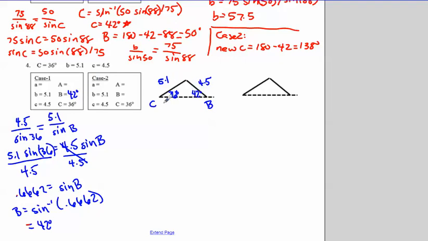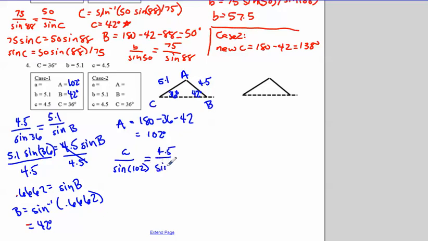So now I'm going to subtract from 180 to find angle A. 180 minus 36 minus 42, and I get that angle A is 102 degrees. So I'm going to do law of sines again and find out what side A is. So side A over the sine of 102 is equal to, go to your original information, 4.5 over sine 36.